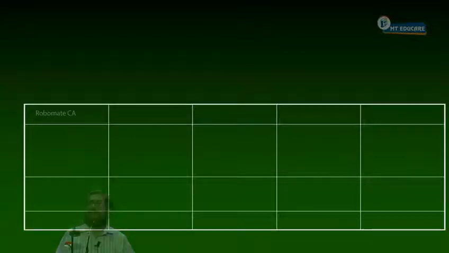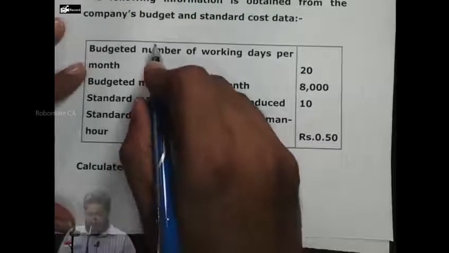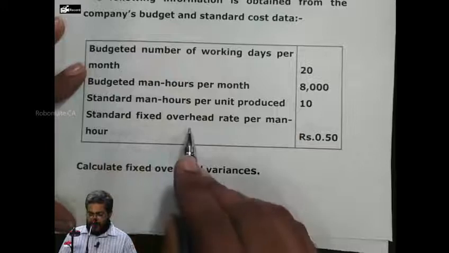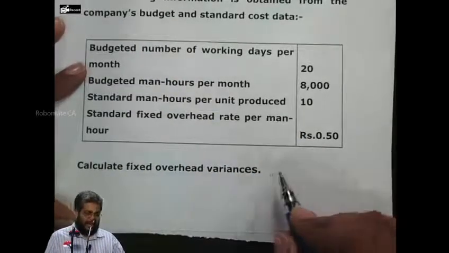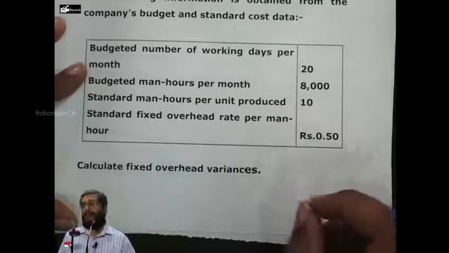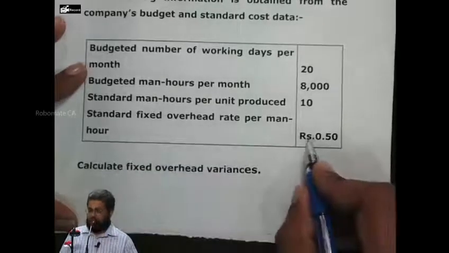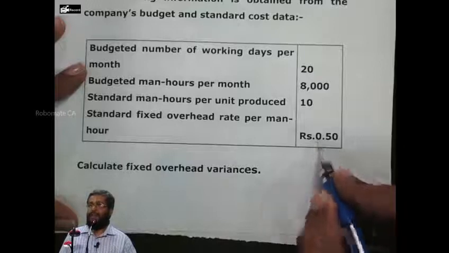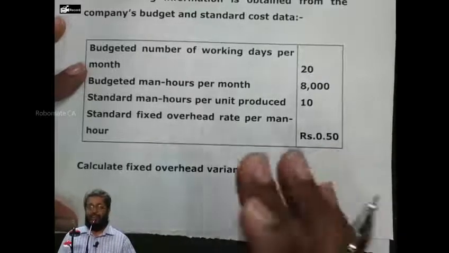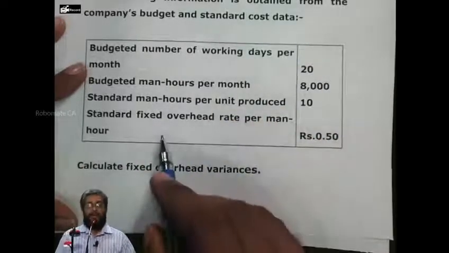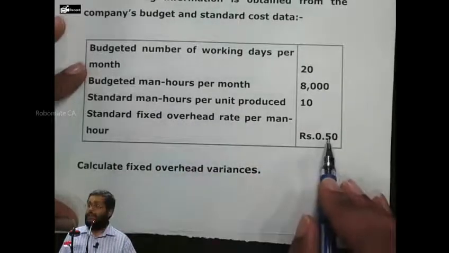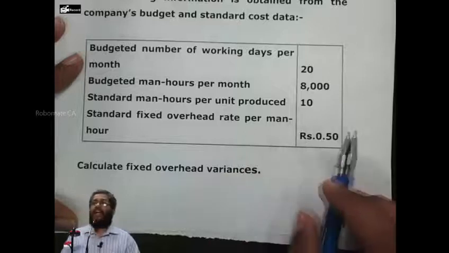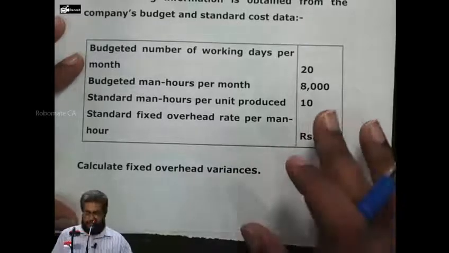Standard should come from actuals or budget? Budget. Look at the budget numbers. Standard fixed overhead rate per hour is how much? 0.5. Standard rate per hour is equal to 0.5 per hour. Bracket, right? Given. We did not do anything given in the question. Do you locate the number? They said standard fixed overhead rate per hour is how much? 0.5.